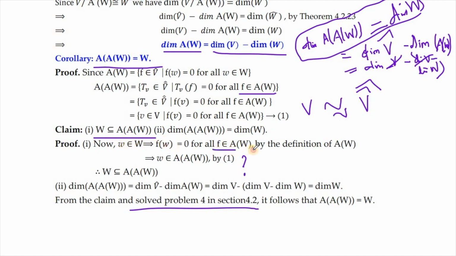So now to prove this part, you consider W and capital W. Automatically for any f in A of W, by the definition of A of W, f of W has to be 0, right? Because I have considered my f in A of W. Whenever I have f of something to be 0 for all f in A of W, this something should be present in A of W. So your W belongs to A of W. So W is contained in A of W, and both of them are of the same dimension because of this. So by the solved problem in section 4.2, we conclude that annihilator of W is W.